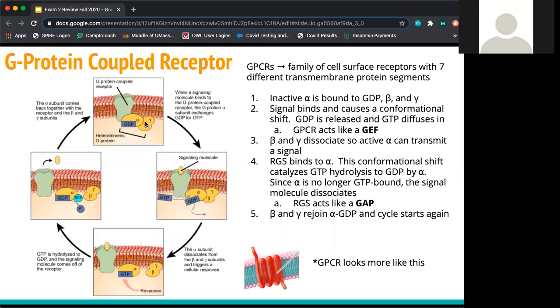So in your starting state, you have 3 different subunits. You have your alpha, beta, and gamma. They are all inactive. Alpha is bound to GDP.